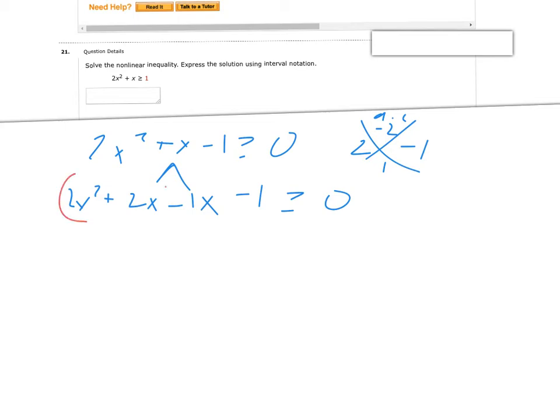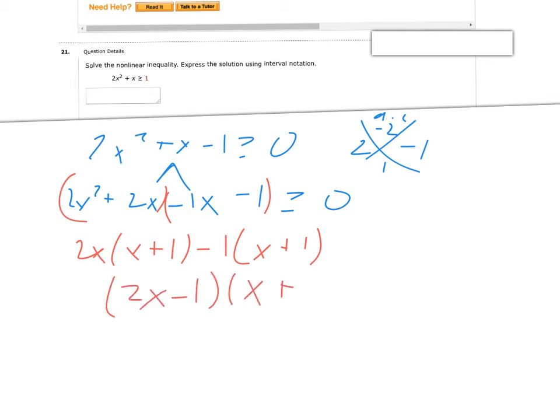And then we'll use our grouping. And so I can take out a 2x, which leaves me with x plus 1. And then I have to take out a negative 1 there, which also leaves me with x plus 1. All right, so then we can rewrite this as 2x minus 1 times x plus 1.